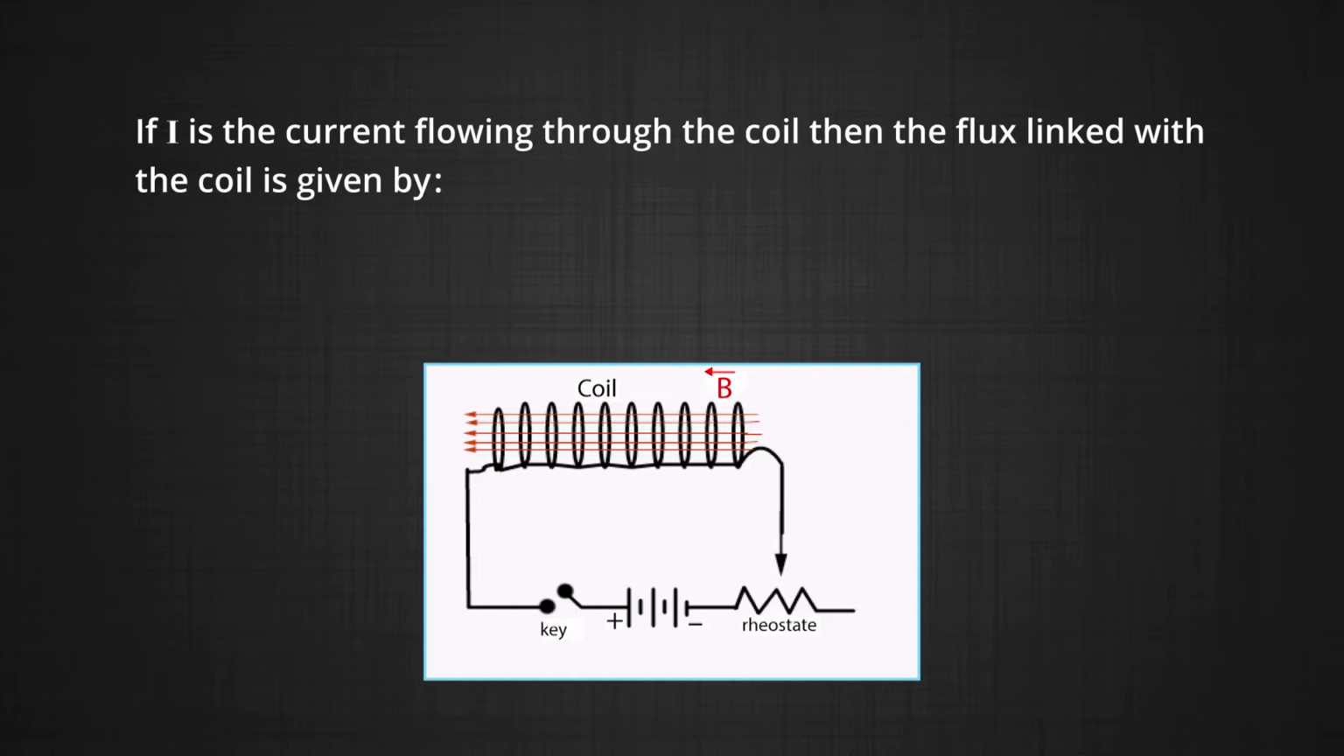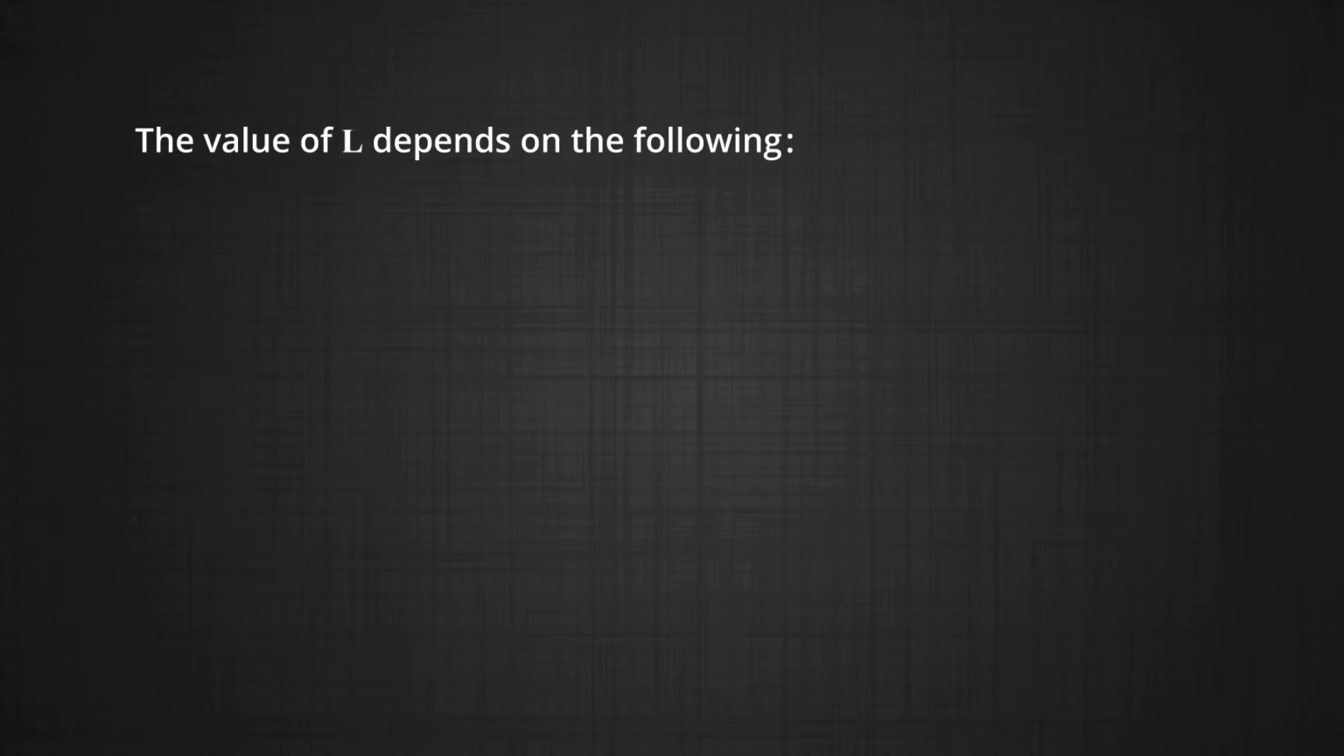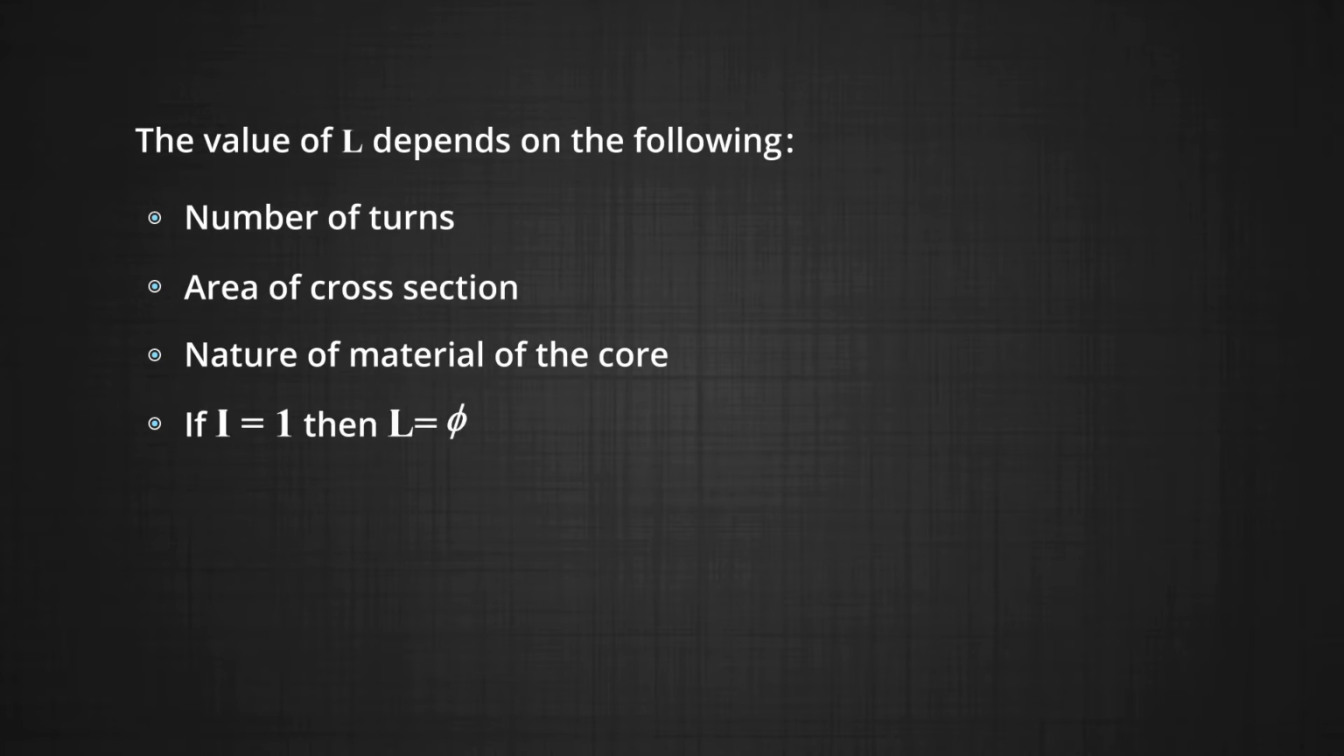If I is the current flowing through the coil, then the flux linked with the coil is given by phi, which will be proportional to I. Or, removing the proportionality sign, we can say phi is equal to L into I, where L is the constant of proportionality and is called the coefficient of self-induction. The value of L depends on the following: number of turns, area of cross-section of the coil, nature of the material of the core, and if I is equal to 1, then L becomes equal to phi.